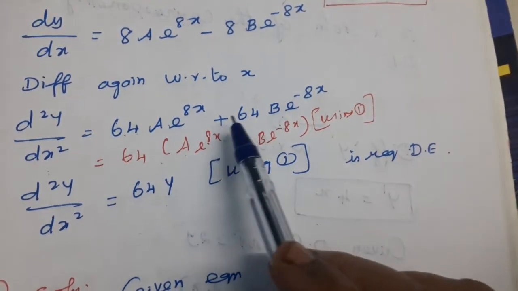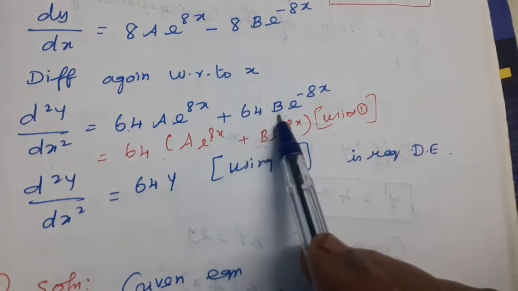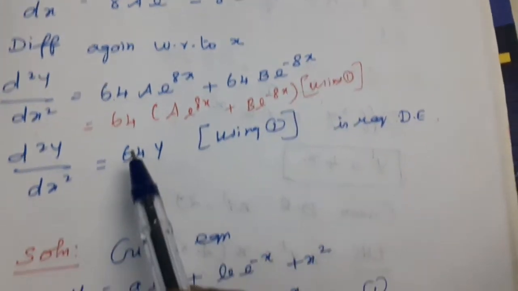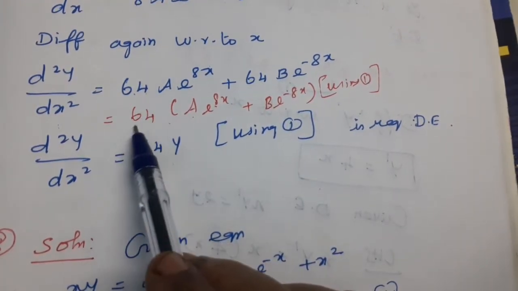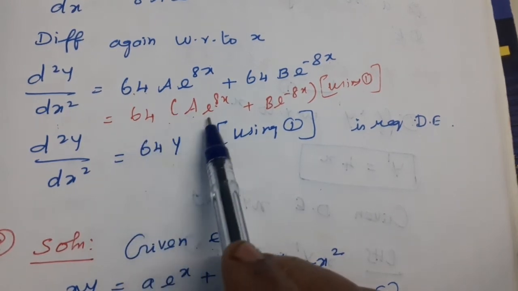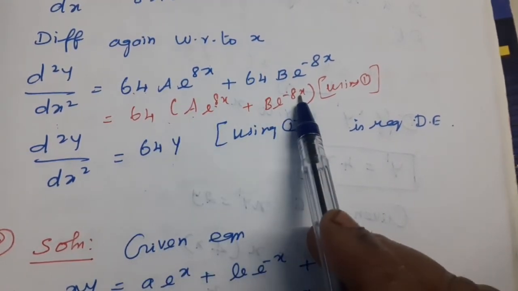Minus into minus becomes plus 64. 8 8s are 64. b into e power minus 8x. Therefore you take 64 as common. 64, so you take common a into e power 8x plus b into e power minus 8x.